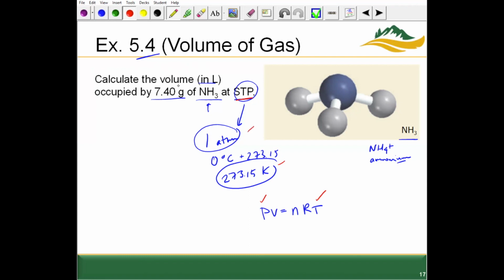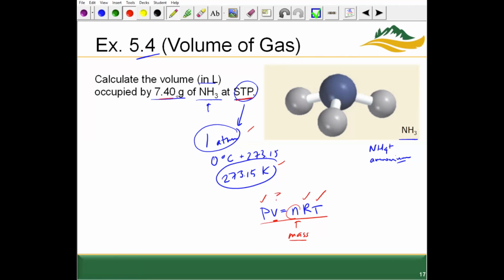In the problem, the unknown is the volume. Then we don't have n, but we do have the mass of ammonia gas. We can convert mass into moles. Then we can always figure out which gas constant to use to solve for volume. So we have everything we need here to solve for volume.